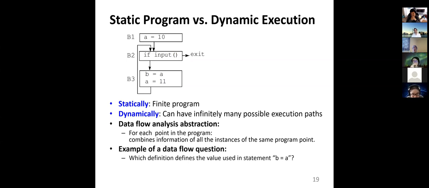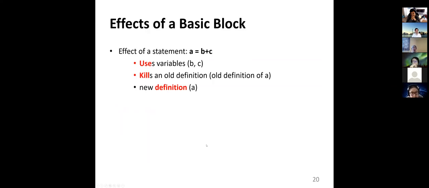So data flow analysis is usually used by asking questions like, which definitions define the values used in the statement B equals A? Which A means, if I want to assign B something, what A can be there? Those are the questions we want to ask of our data flow analysis. Okay, any questions so far?